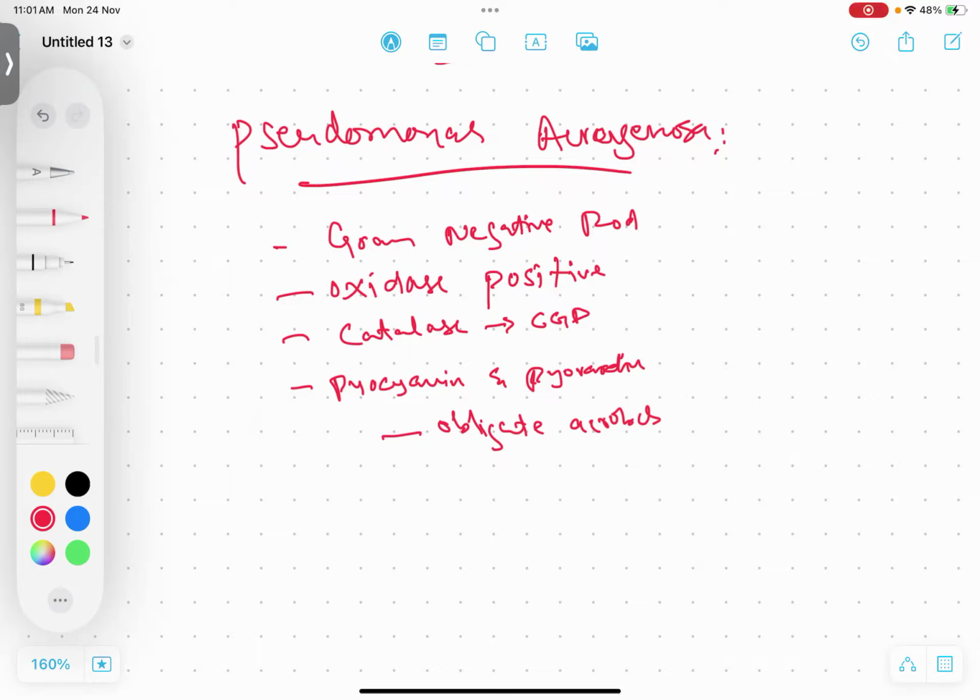This Pseudomonas is found in the aquatic environment, for example, in water pools or in tap water, etc. So they are found in these aquatic environments.